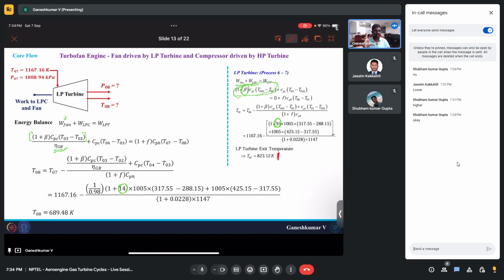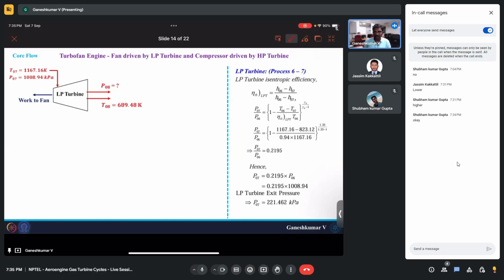So you think in terms of energy. Now you are going to give more energy. The core stream is the same for both turbofan engines, the conventional and the geared. The only thing is you are extracting more work from the turbine, and if you are extracting more work, the temperature has to go lower. Okay, I think that must have resolved your problem. So now the temperature that we have is 689.48 Kelvin, around 690 Kelvin.